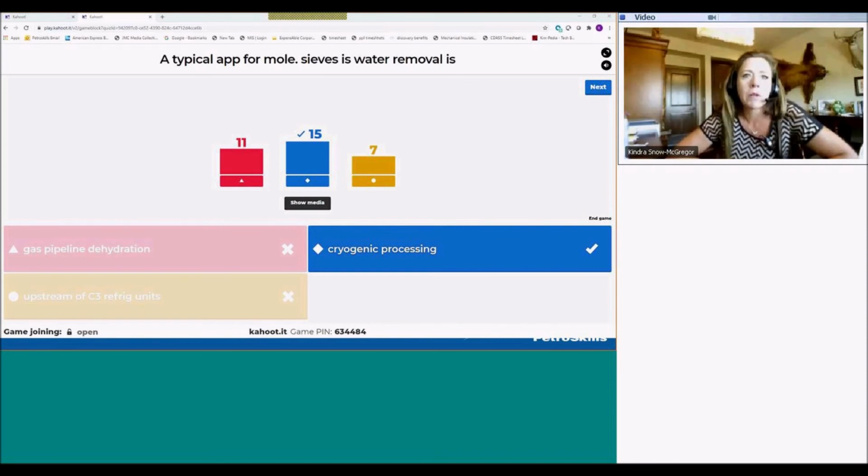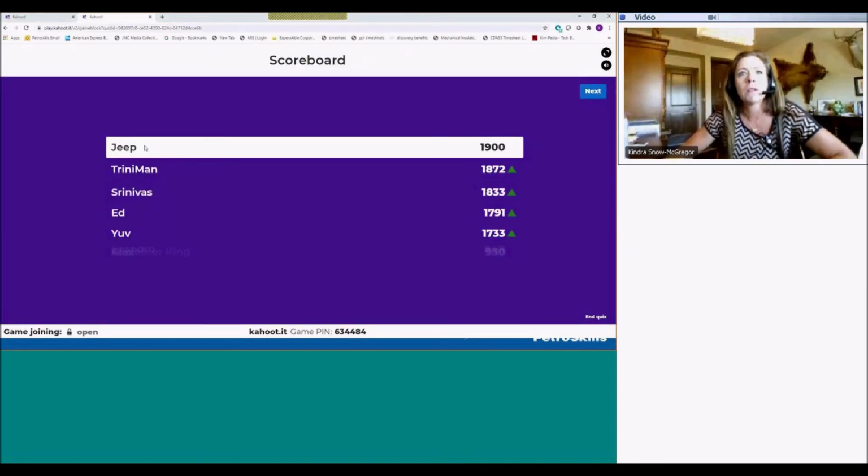If I'm going into a propane refrigeration unit, generally that's going to be hydrate inhibition with MEG. So let's have a look. All right, so Jeep is in the lead, followed by Trini Man.